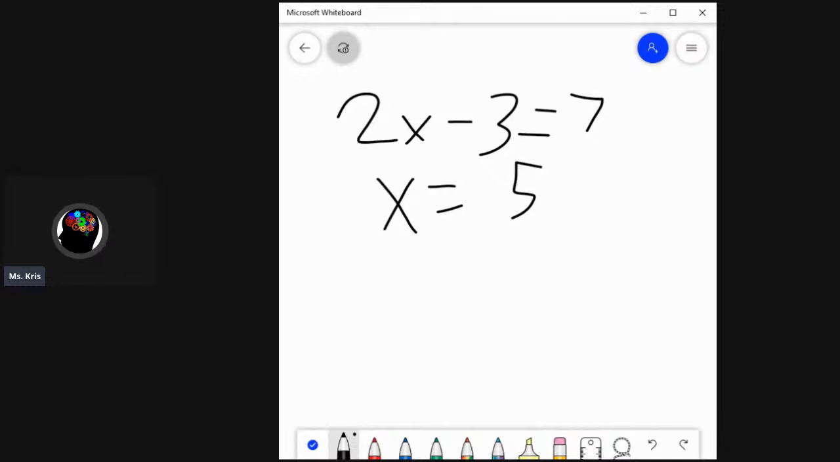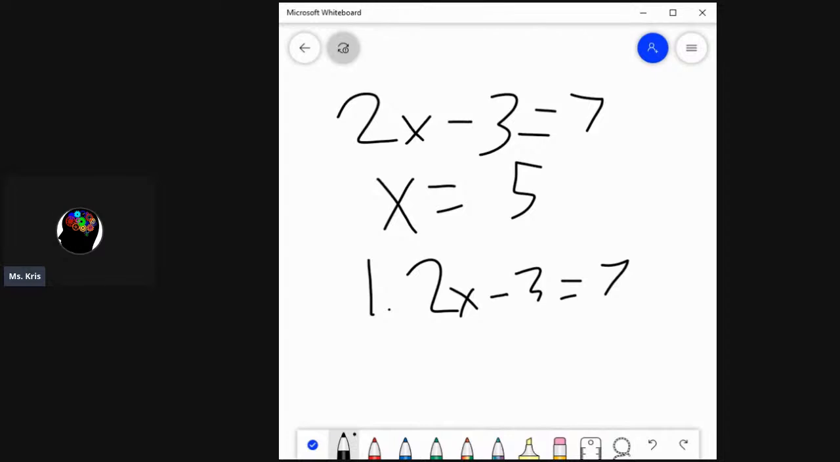So with proofs, you are given the beginning, and you are given the end. You have to prove the in between. You are given the problem and the answer, but you have to show how you found that answer. That is what proofs are. So, first things first, you always give the given. The given is always 2x minus 3 equals 7. The first proof step is given.